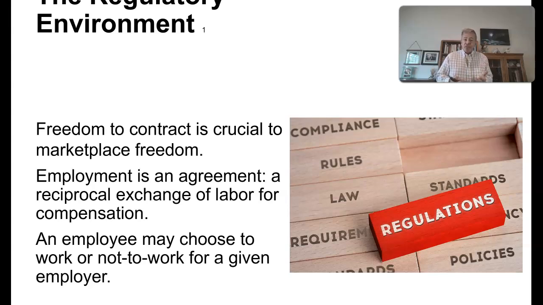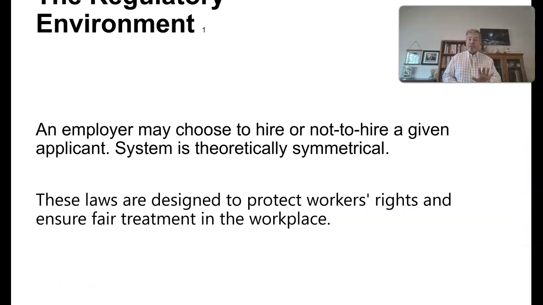Really, an employee may choose to work or not to work for a given employer. But with that freedom comes a certain responsibility of contract fulfillment, and there is a contract in employment with certain obligations, and promises are made on both parts. But for the most part, you really are an at-will employee in almost every single situation.